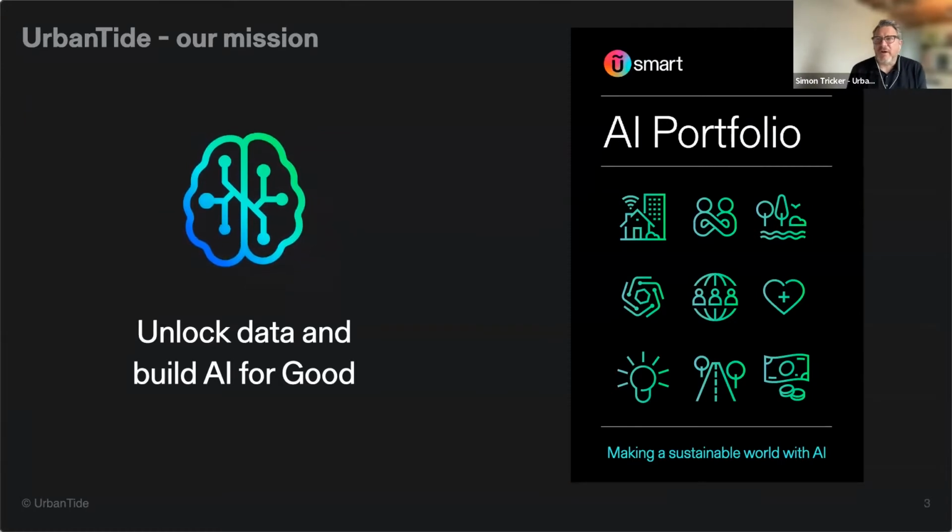So just a little bit about us. I'm Simon Tricker, co-founder of UrbanTide, and our mission is really to help organizations to unlock data and then to utilize that and build AI for good. Our long-term goal is to build an AI portfolio. So we want to develop a number of interlinking AI tools that really help to tackle some of the big global sustainability challenges. Our long-term mission is around making a sustainable world and utilizing AI to help on that journey.